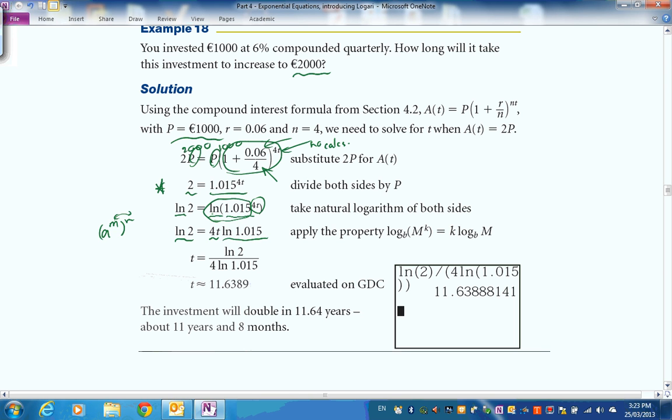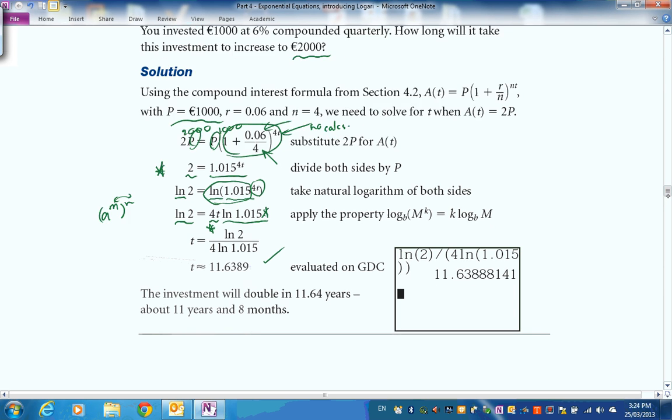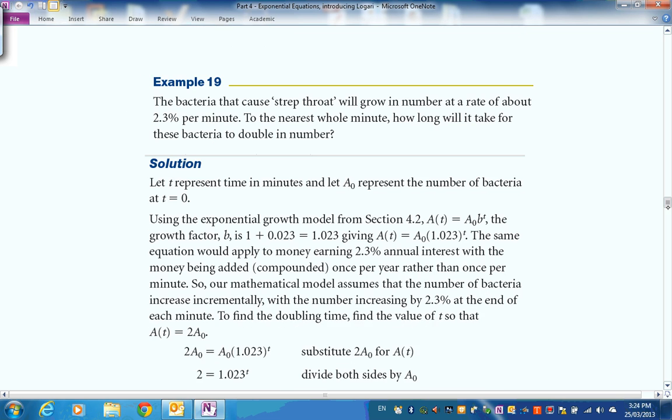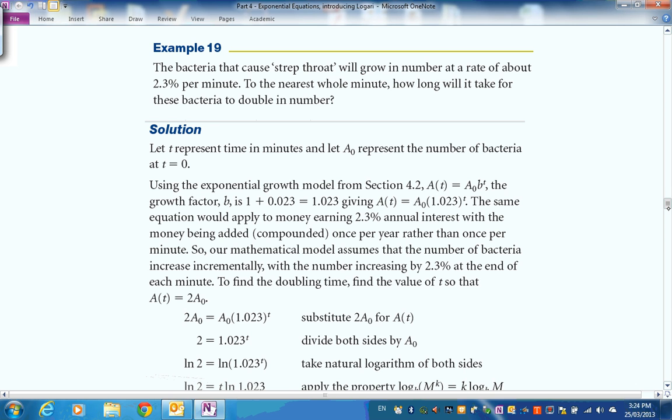And so ln 2, and then into the division again, we'll divide by this, and we've got to divide by the 4 to isolate the t. You can do it in 2 stages or 1 there. Are you getting the hang of it? Let's keep going. A couple more examples here.